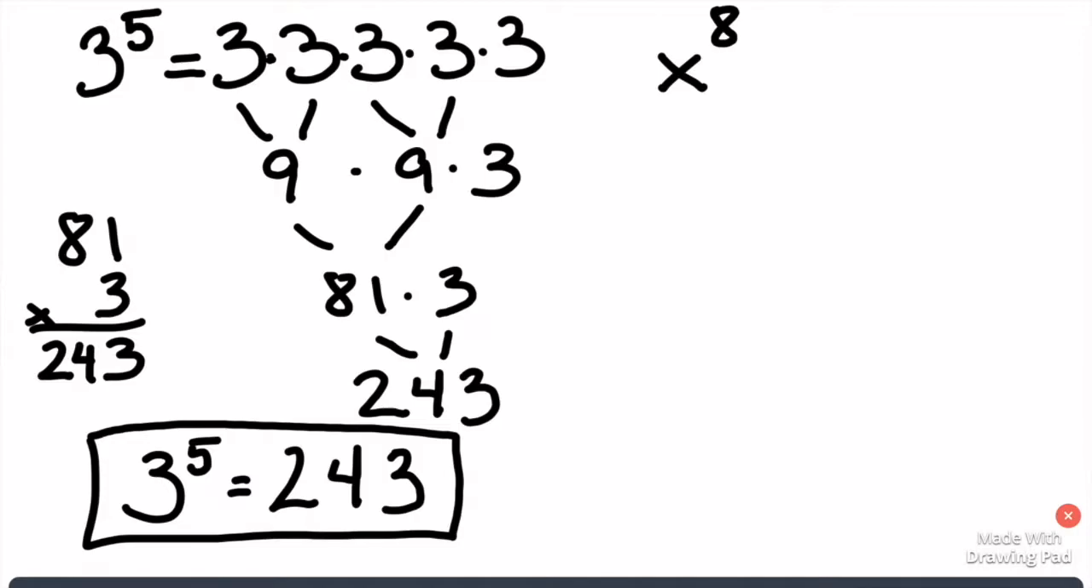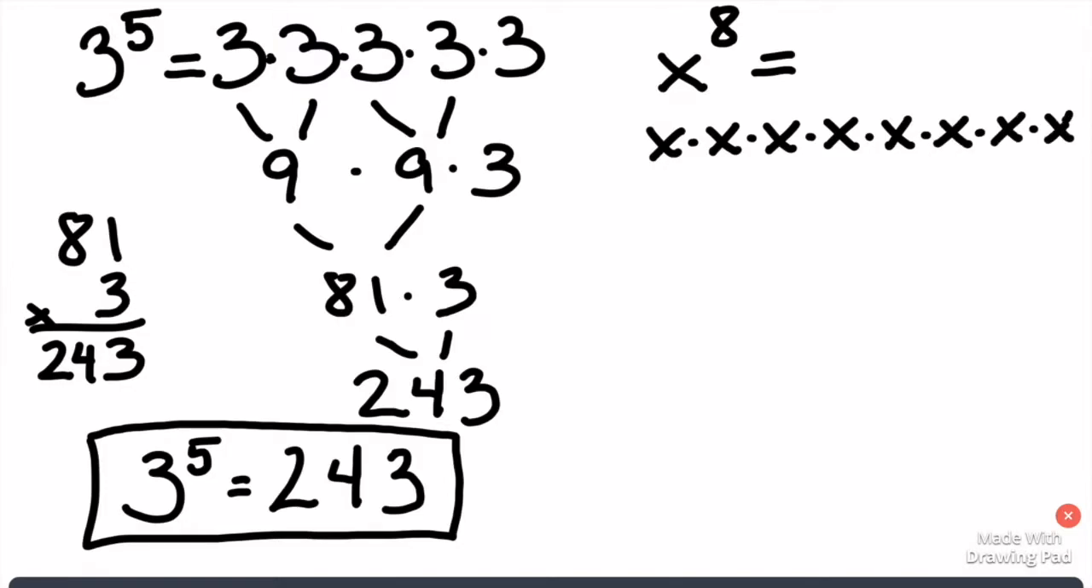For our second exponential statement here, it doesn't look like we're going to be able to fit it all right there, so I'm going to start writing underneath. X raised to the 8th power equals x times x times x times x times x times x times x times x. So we have 1, 2, 3, 4, 5, 6, 7, 8. So x is our base, and we're going to multiply that repeatedly 8 times because 8 is our exponent.